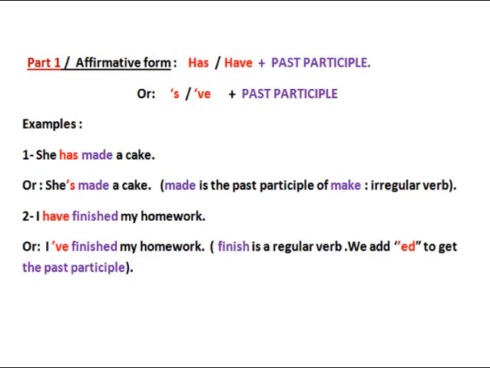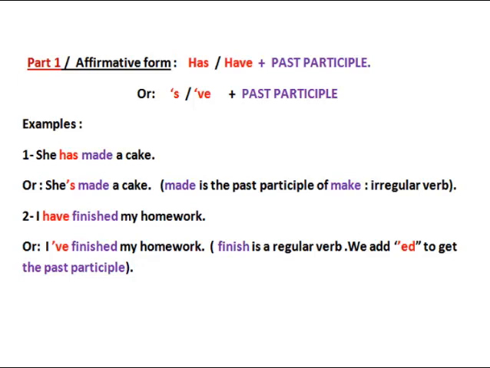Now look at these examples. Number 1, she has made a cake, or she's made a cake. Made is the past participle of to make, of course. Make is an irregular verb.